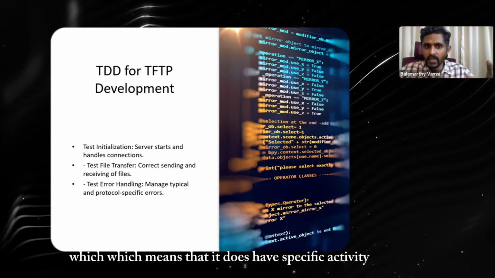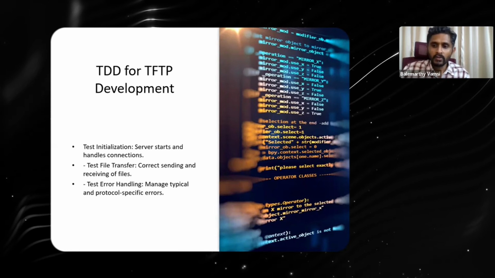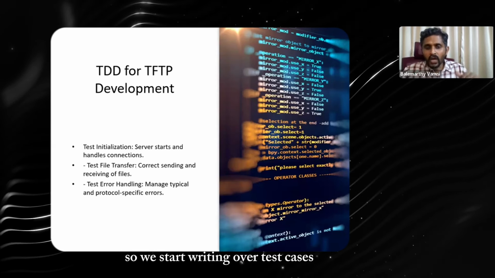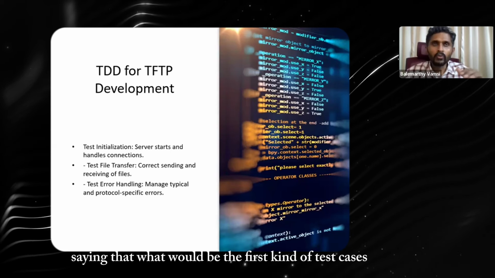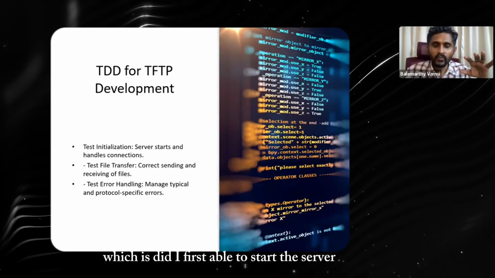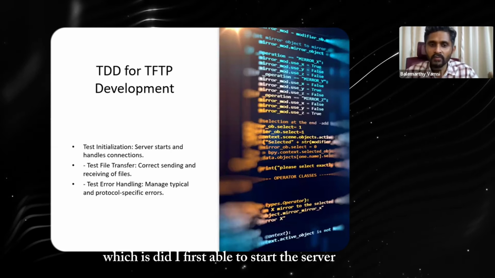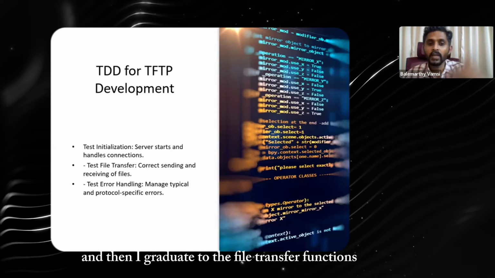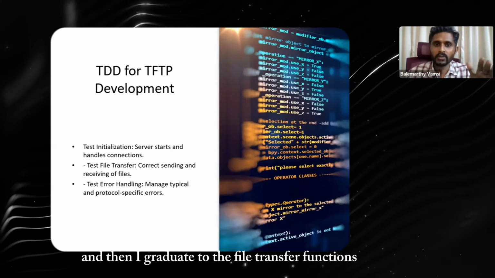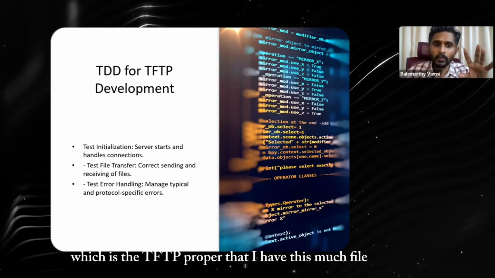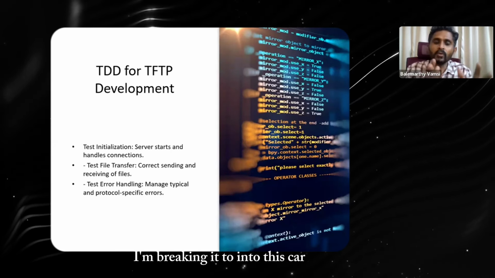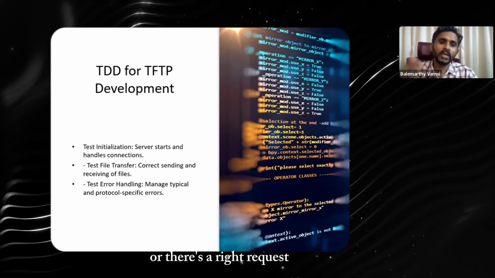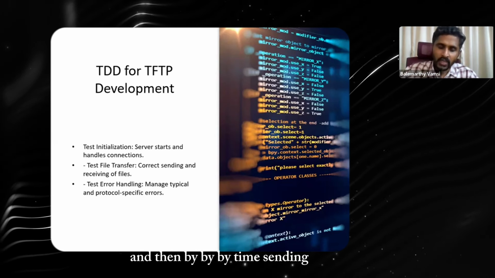Which means that it does a specific activity, but the basic functionality with respect to starting the server, handling connections, they are common. So we start writing our test cases saying what would be the first kind of test cases I would handle, which is, was I first able to start the server? Am I able to handle connections or the requests that are coming from clients? And then I graduate to the file transfer functions, which is the TFTP proper, that I have this much file. I am breaking it into these many pieces. I am sending it. There is a write or read request from someone, and then byte by byte I am sending and I am getting acknowledgement.